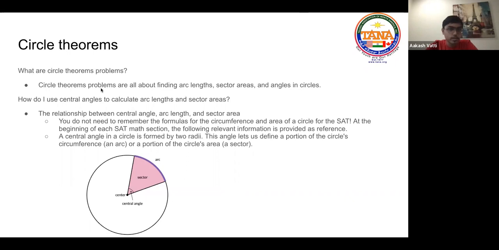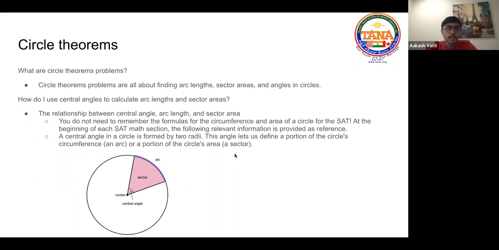So what are circle theorem problems? Circle theorem problems are all about finding the arc length, sector area, and angles in circles. You have to find relationships between arc length, sector areas, and angles in circles to find other data from the data that's given. So say you're given sector areas, find arc lengths, or given angles in circles, find arc lengths, and stuff like that.